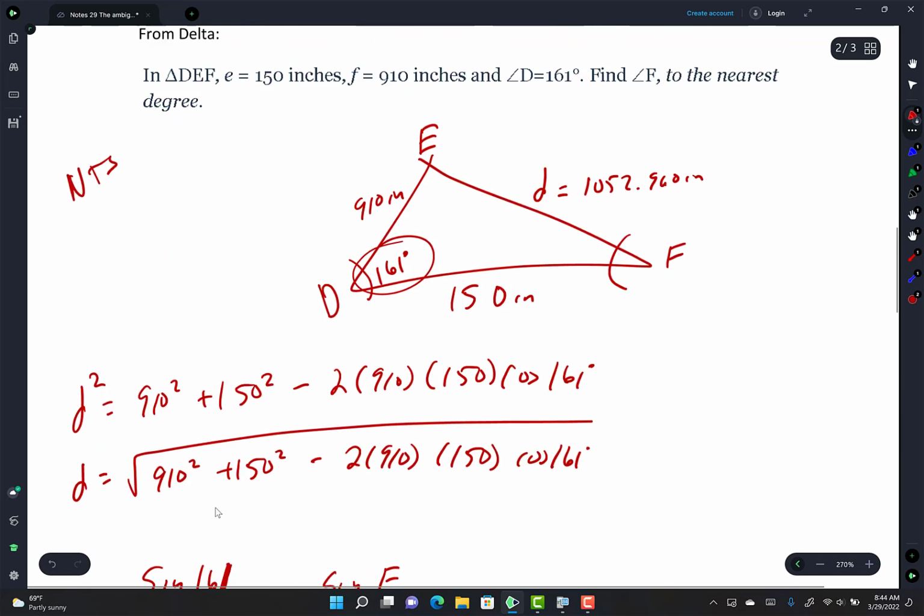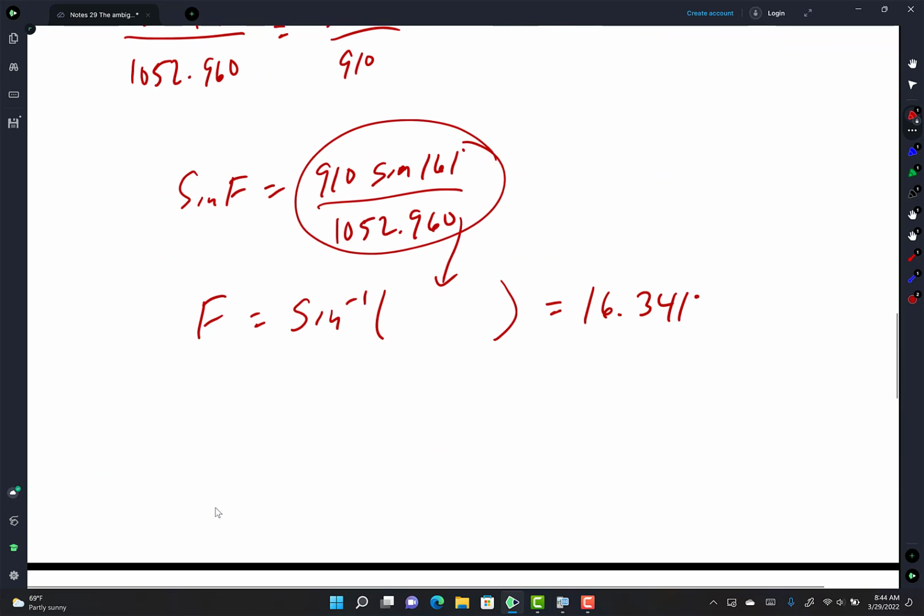Did they want me to round to the nearest degree? Okay, so I would have gotten it wrong. 16 degrees.